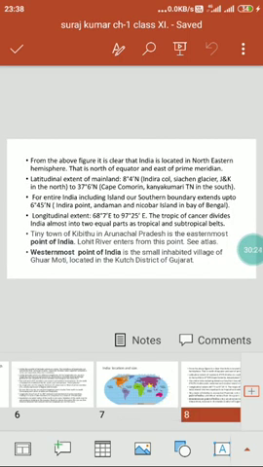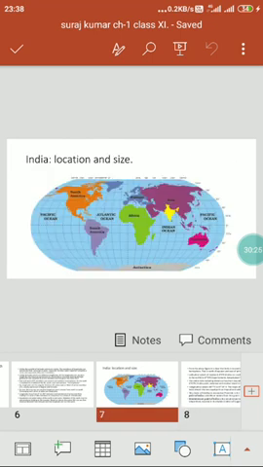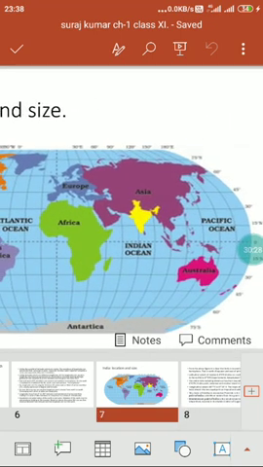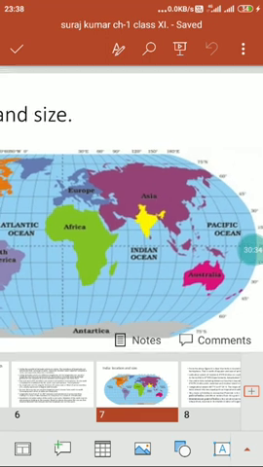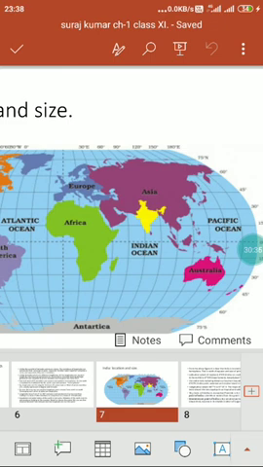So from tomorrow we will directly switch into our part, India, and in the next class we will discuss directly, pinpoint, the location of India. So this yellow part.